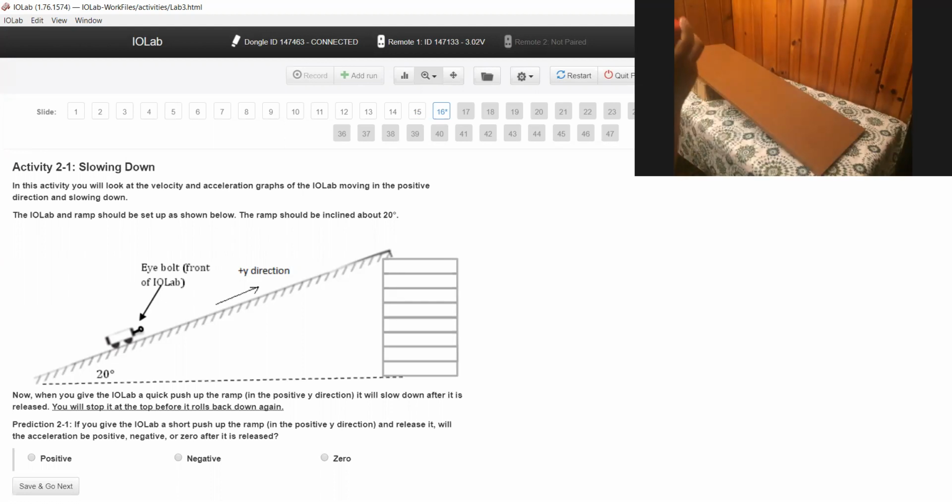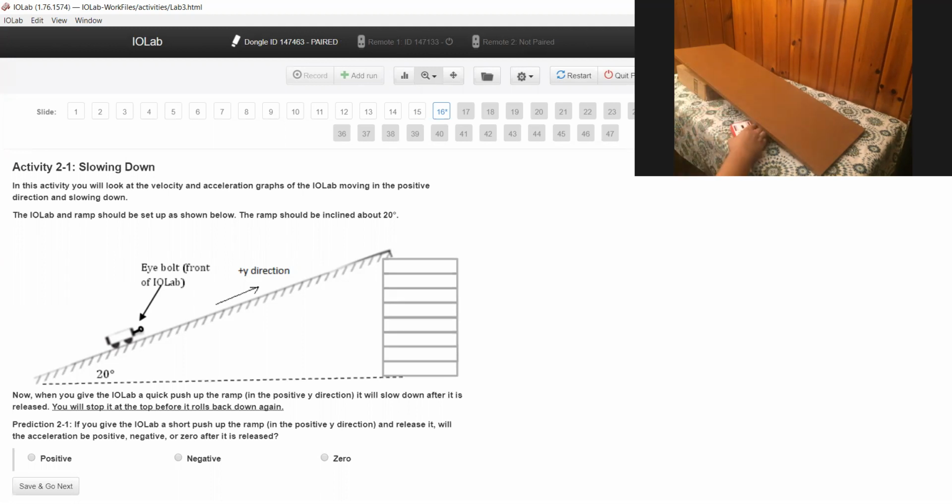So this force sensor is in the direction where the positive y direction of the IOLab is. We consider from the double wheel towards the single wheel as the positive direction. Yeah? So this is the positive direction for now, moving toward the right.